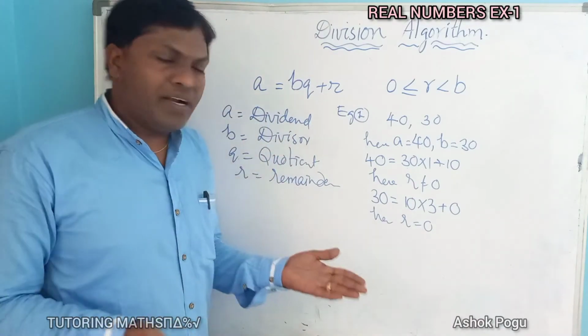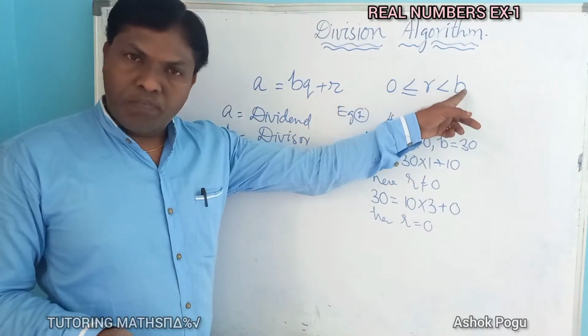You know that the remainder is always smaller than b, that is, the divisor.